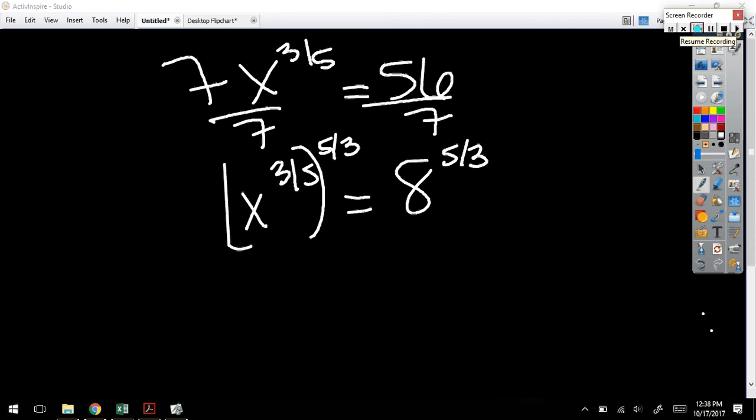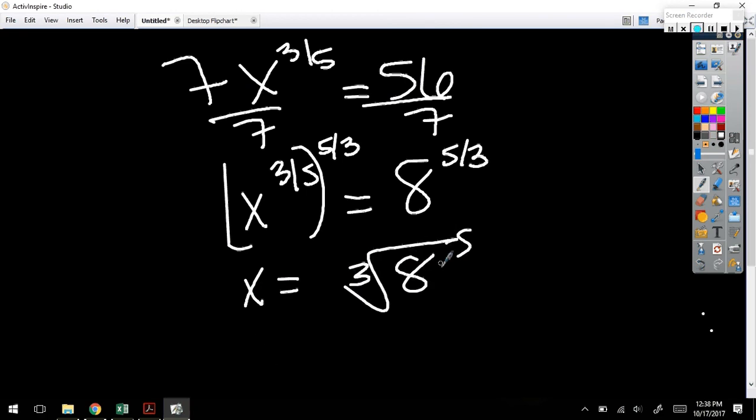Let's finish this. So 8 to the 5/3 is the third root of 8, which is 2, and then raised to the 5th. And 2 to the 5th power is 32. Do you need a plus or minus sign here?